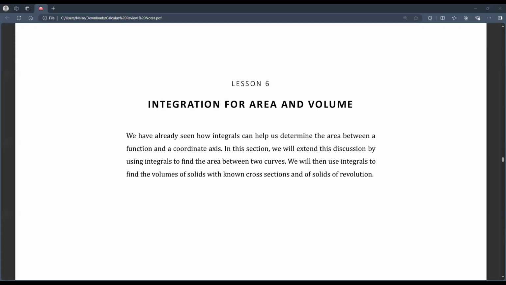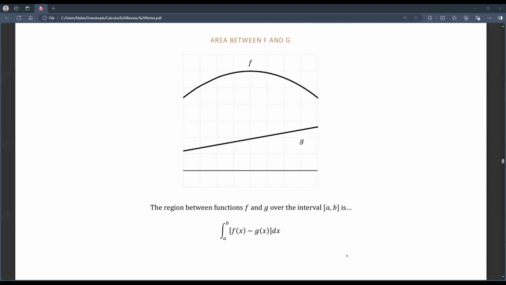Today, we will continue our discussion of integrals, using them to make more advanced area and volume calculations. First, let's discuss how to find the area bounded by two curves.